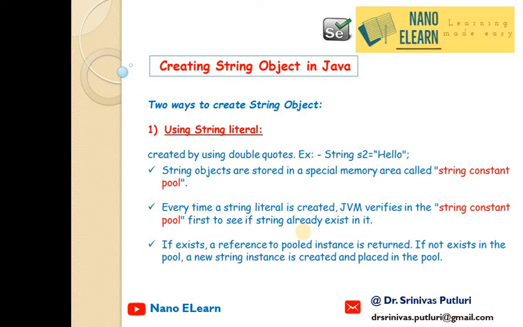Creating string objects in Java. There are two ways to create a string object. The first way is using a string literal. You can create it by using double quotes. Example: String s2 = "hello". String objects are stored in a special memory area called the string constant pool. Every time a string literal is created, the JVM verifies in the string constant pool first to see if the string already exists in it. If it exists, a reference to the pool instance is returned. If it does not exist in the pool, a new string instance is created and placed in the pool.